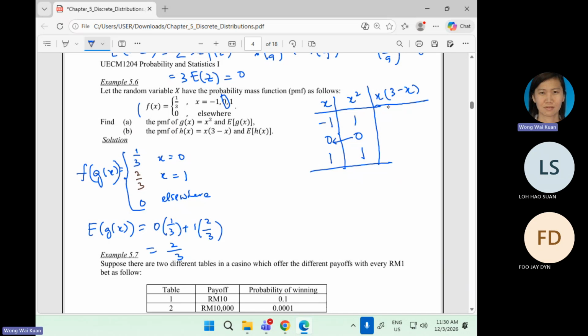Then, yes. No, this is not a function. This is the probability. This is the PMF. This is not a function.